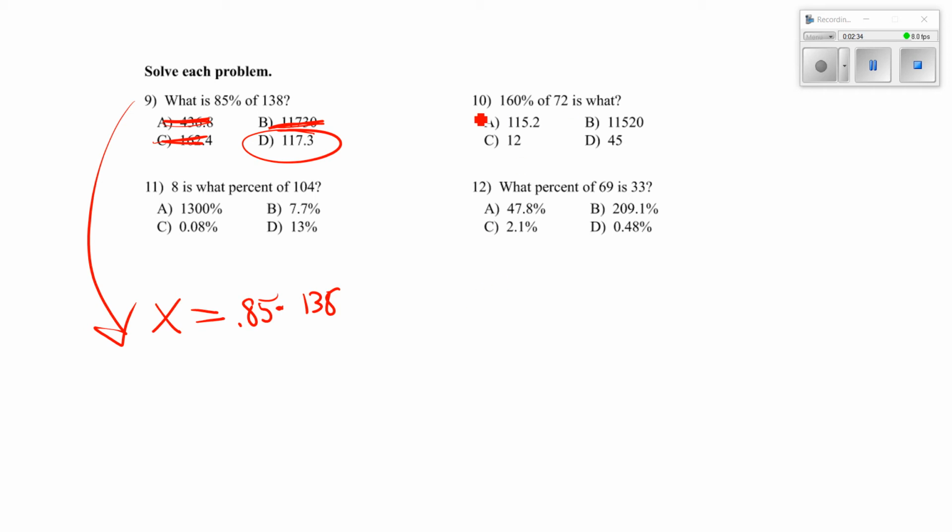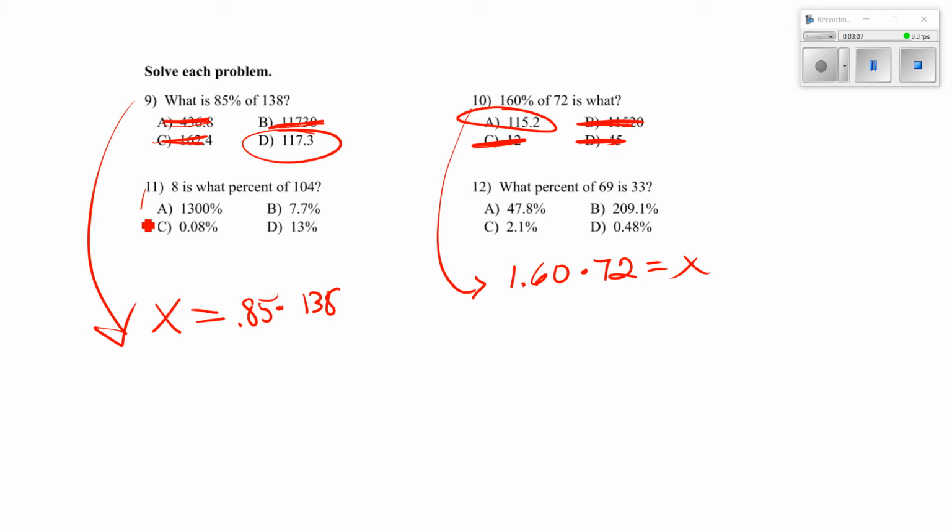Number 10, 160% of 72 is what? Well, again, if it's 160% of something, it's going to have to be larger than that something you're starting with. So this is out. This is out. 11,000 wouldn't be 160% because that's just kind of almost doubling it, but not quite. So that's way too big. This has to be the answer, but let's do it mathematically. 160% would be 1.60 of 72 is times 72 is what? Equals what? And if you do 1.60 times 72, you'll get 115.2.